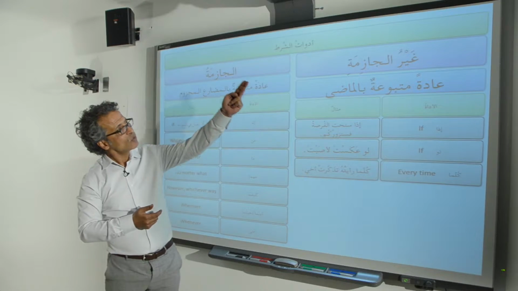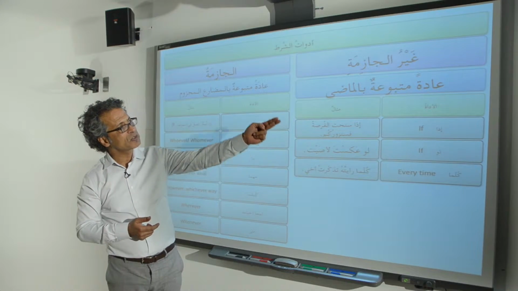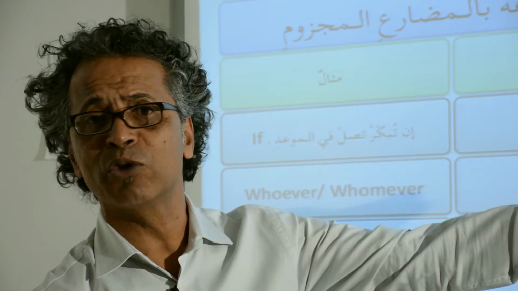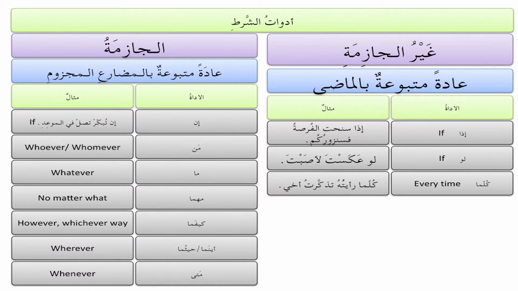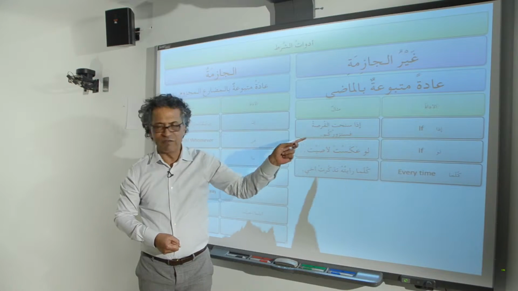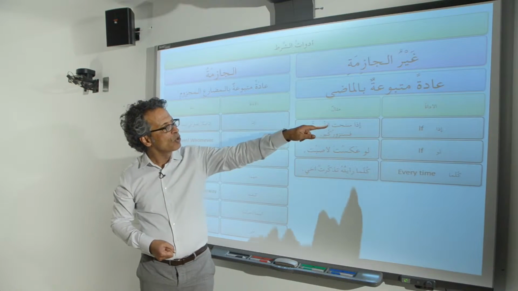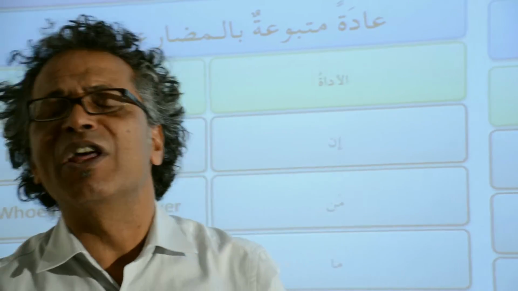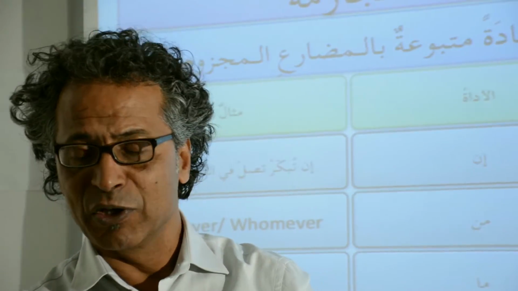So غير الجازمة, these are the particles after which we do not use المضارع المجزوم. إذا, which means if. إذا سنحت الفرصة فسنزوركم. If the opportunity comes, we will visit you. So سنحت is in the past after إذا, but we're definitely talking about the possible, right? If the opportunity arises, we will visit you.